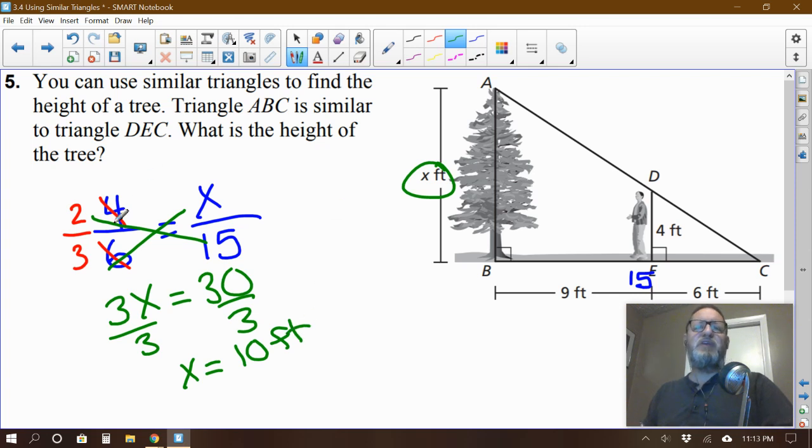There we go. So again, we create our two ratios and make them equal to each other. We can only do that when we have similar triangles. And then we solve for the missing amount. Okay, moving on.